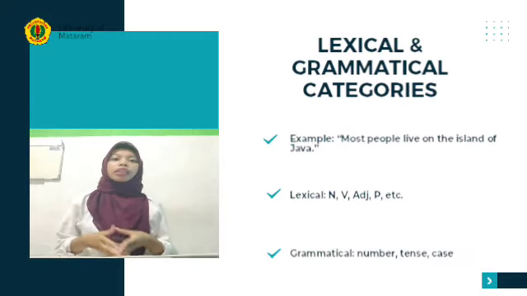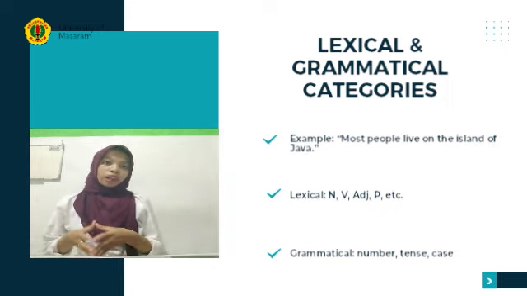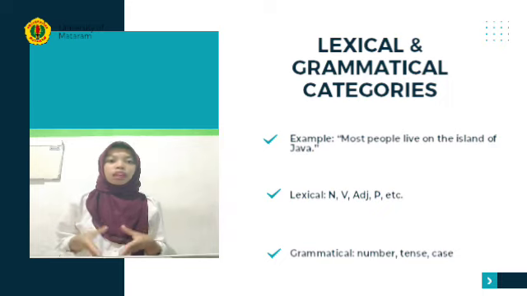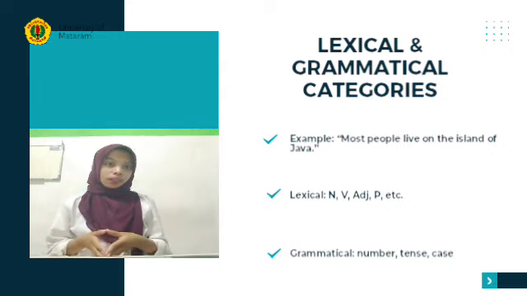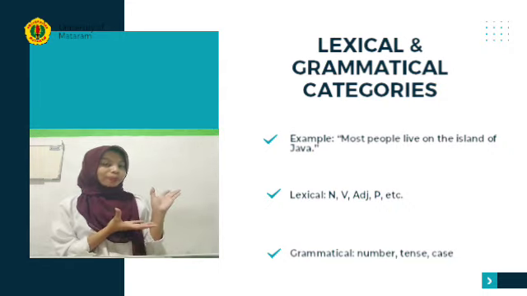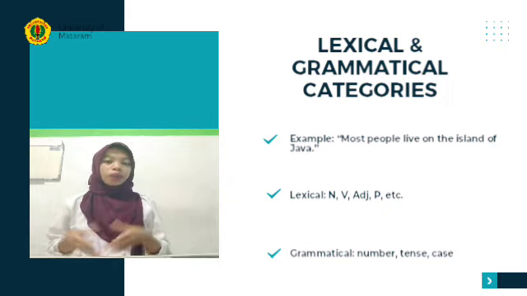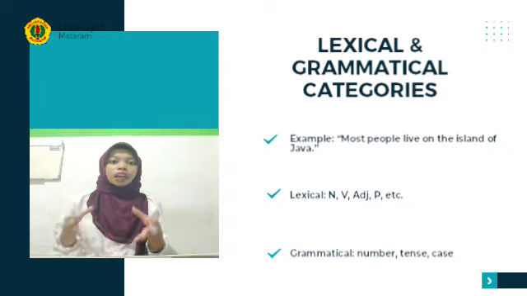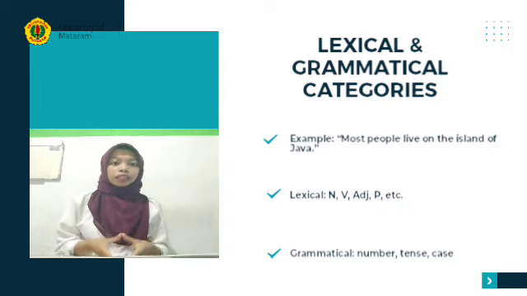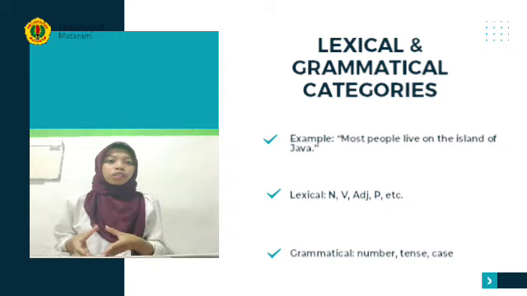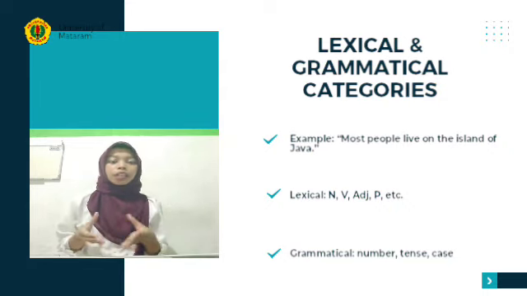Okay, next is grammatical and lexical categories. Next, I analyze lexical and grammatical categories using 10 authentic sentences. For example, from the sentence, "Most people live on the island of Java." You can see in the slide. I identify each word's category: words like "most" and "the" are determiners, "people" and "island" are nouns, "live" is a verb, "on" and "of" are prepositions, and "Java" is a proper noun.